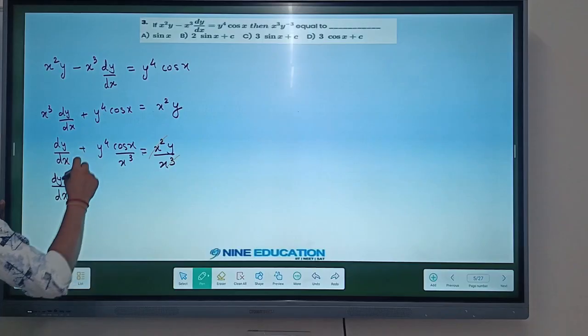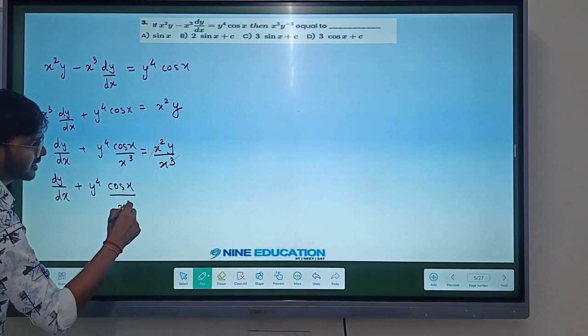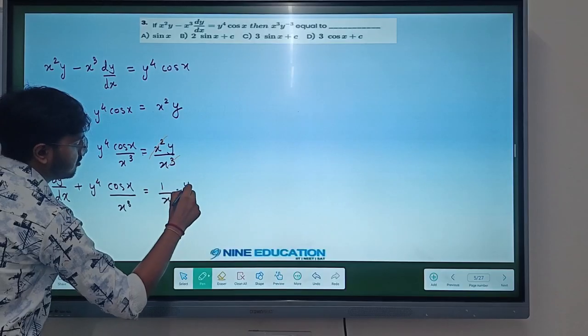So dy by dx plus y power 4 cos x by x cube equal to 1 by x into y.